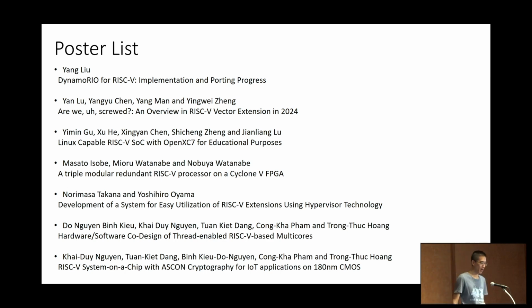Hi, I'm Yin Minggu, and the title is Linux-Capable RISC-V SoC with OpenXC7 for educational purposes. We wrote a very simple 32-bit RISC-V processor in pure Verilog, and it can run both real Linux and no-MMU Linux. As far as I know, it's the first time that 32-bit no-MMU Linux was supported by Linux.